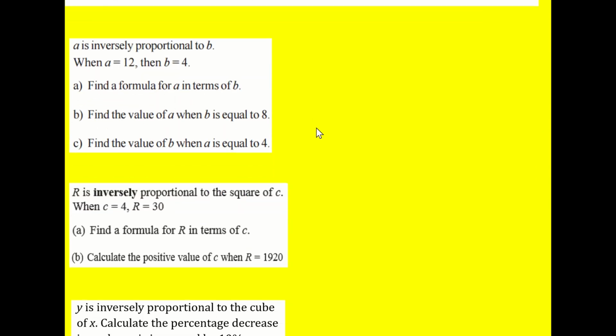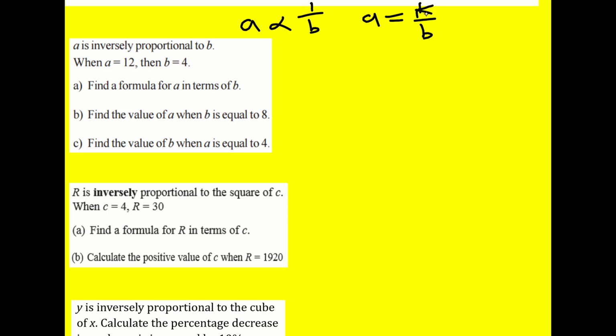So a is inversely proportional to b. We can immediately write that a is directly proportional to 1 over b. It's the same thing, and a equals k over b. A and b can change, but k is this fixed constant. I don't need to write it when I'm answering a question, but it is always the case. Now find a formula for a in terms of b.